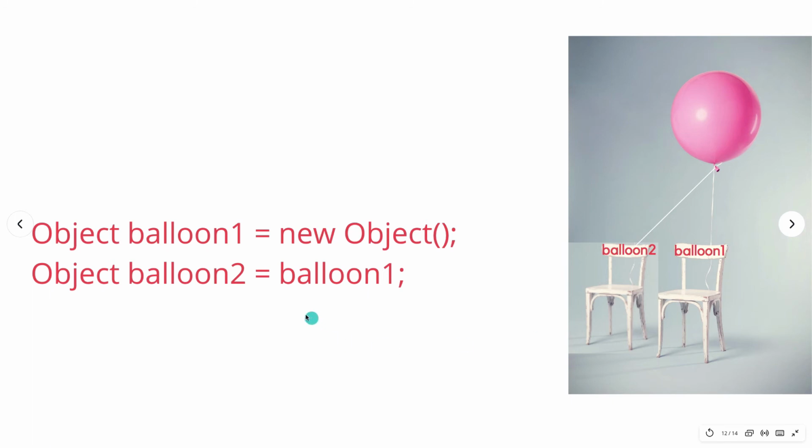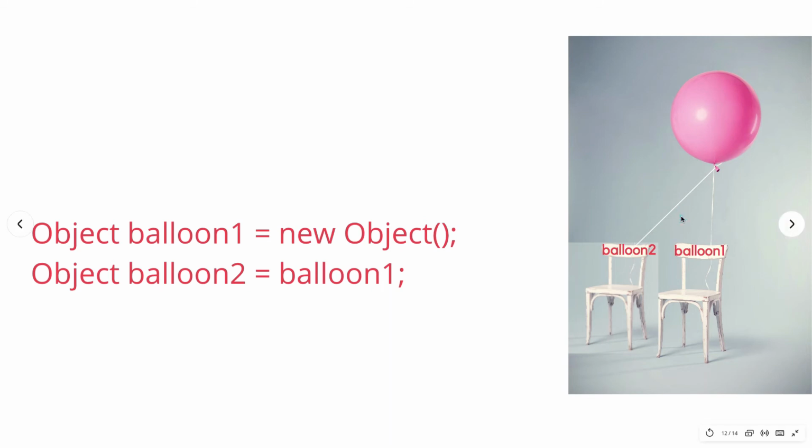And now in the next statement, you have balloon 2 declared, and that balloon 2 is assigned balloon 1. So whatever is there in balloon 1 is assigned to balloon 2. That could be represented as, remember, balloon 2 is one more placeholder, so that represents another chair. And so this chair is now connected to the same balloon with a separate tether. That is how you could represent this assignment.